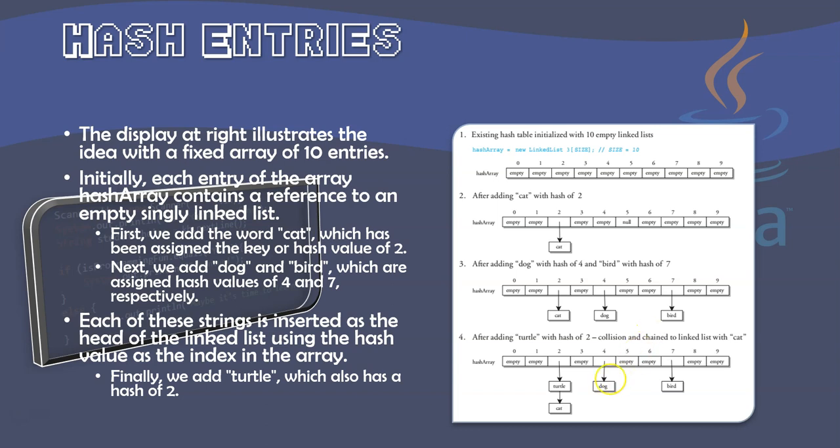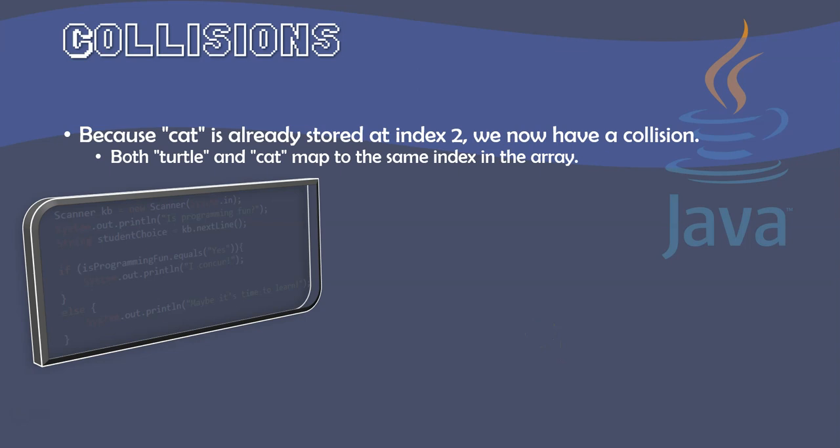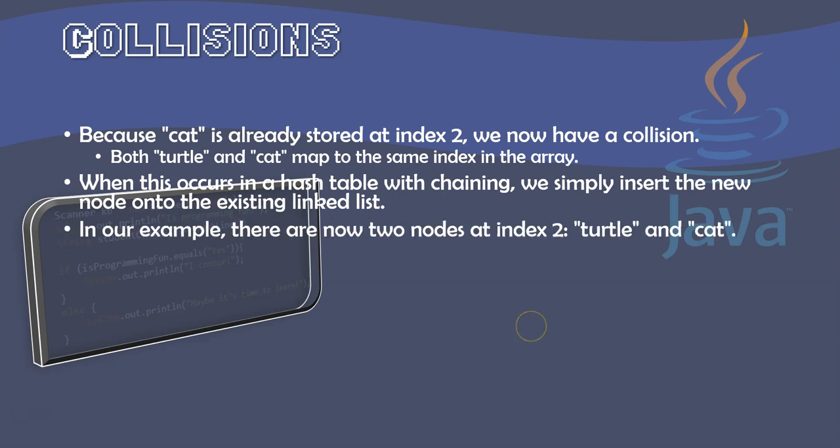And finally, we can add one more. We'll say it's turtle, but we're going to add it at a hash of 2. And we have 2 things now sitting here at 2. What does that mean? Well, this is where we start having to address collisions. Because cat is already stored at index 2, we have what's known as a collision. Both turtle and cat map to that same index in the array. When this occurs in a hash table with chaining, we simply insert the new node onto the existing linked list. There are now 2 nodes at index 2. We have turtle and we have cat.